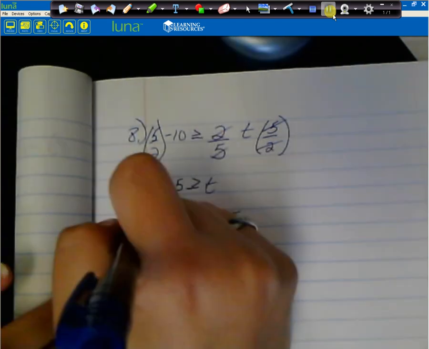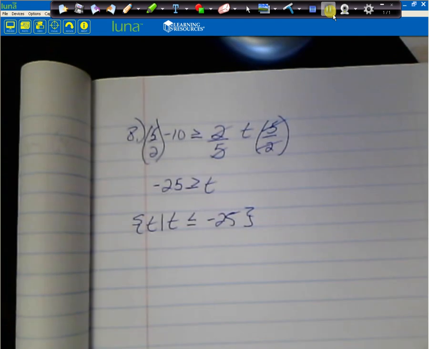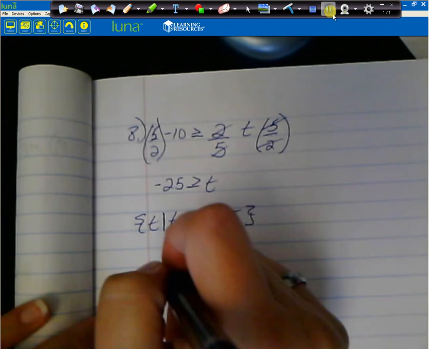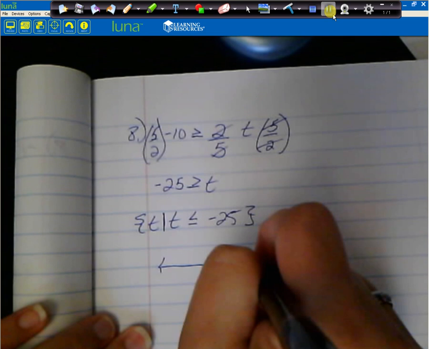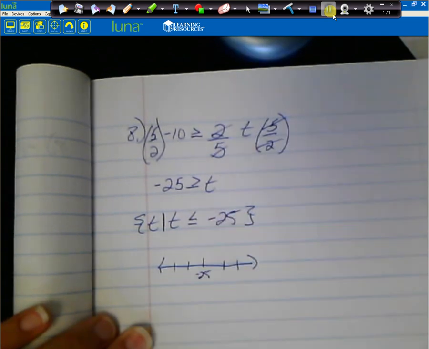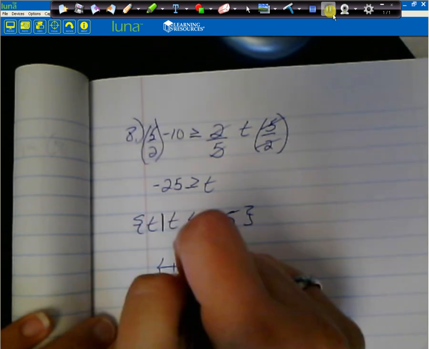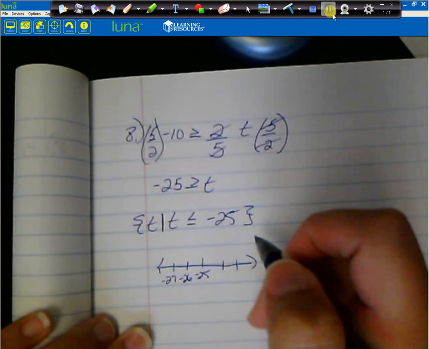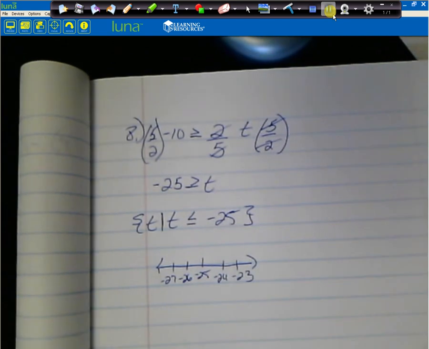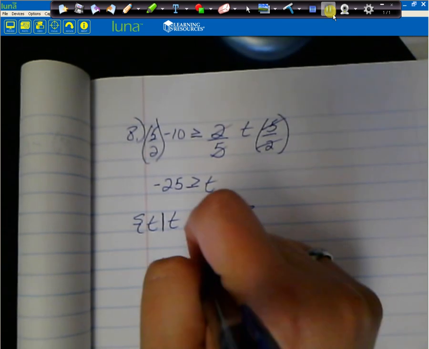I'm going to set it with my set notation, my braces and my t such that. So I solved it, set it, now I'm going to graph it. My negative 25 is going to go in the middle. I need 2 numbers less and 2 numbers greater, so negative 27, negative 26, then my negative 25, then negative 24, and negative 23. Again, make sure you be careful with negative numbers. They do go opposite on the number line as positives.